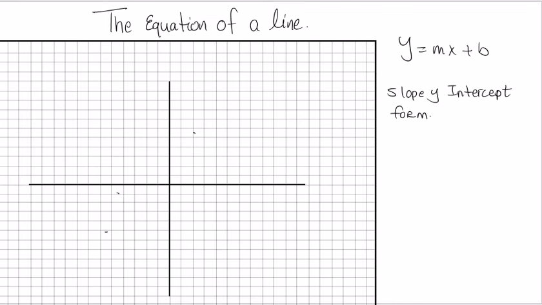M represents the slope of a line and b is the y-intercept. So this is what we're going to learn: how are we going to graph an equation that is written in this form?